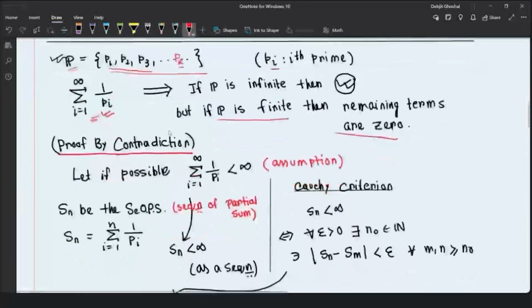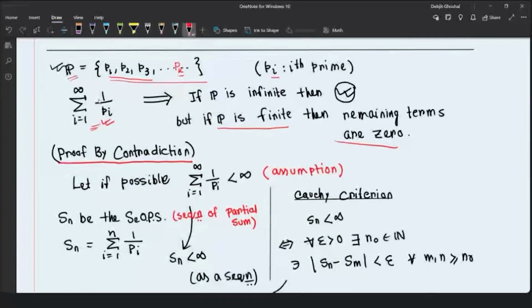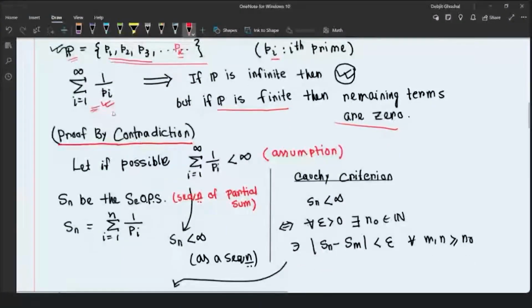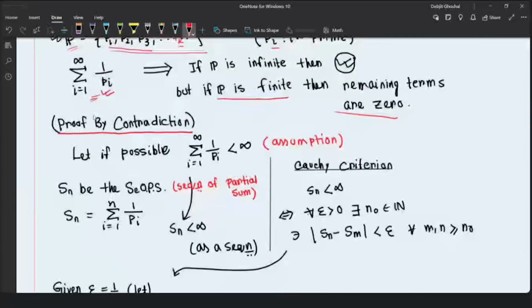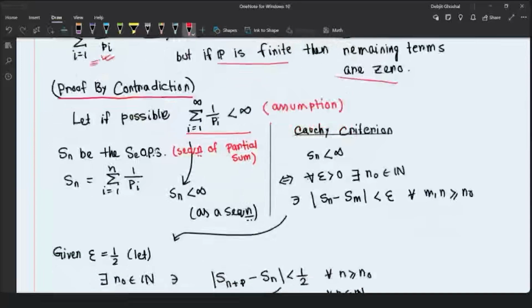Okay. Now, I will prove that this series diverges by contradiction. So for that, I am assuming that, if possible, this series converges. Now, if a series converges, we all know its sequence of partial sums also has to be convergent. So suppose I am assuming Sn as the sequence of partial sums, which is summation i equals 1 to n of 1/pi. Okay. And this is convergent.